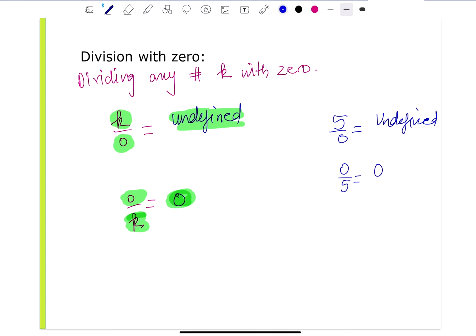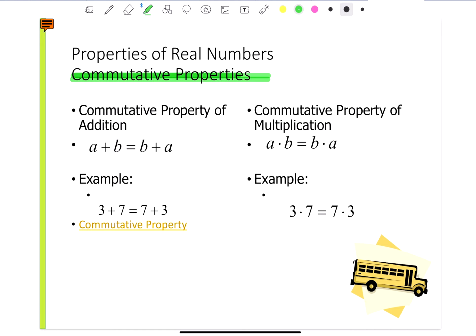Properties of real numbers. First property we're going to discuss is commutative property. Just like when we commute, if I go from my house to college or college to my house, the distance does not change. So commutative property says the order does not matter. Commutative property of addition, a plus b equals b plus a. For commutative multiplication, a times b equals b times a. So when we multiply or when we add, the order makes no difference.